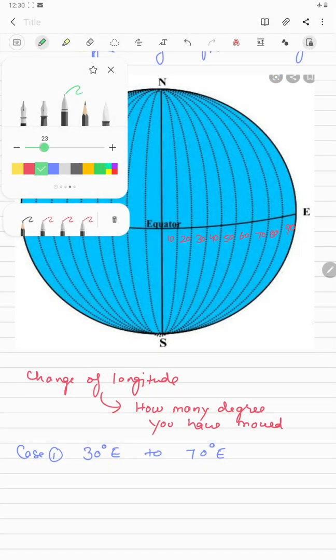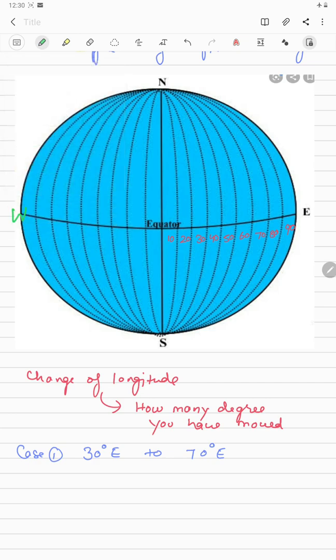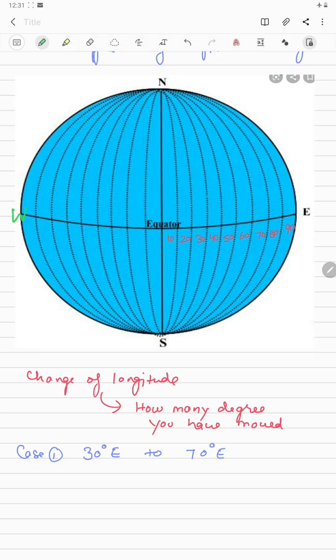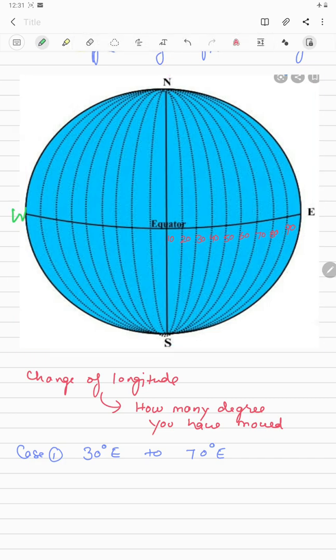All right, so have a look here. So guys, if we talk about this example, which is 30 degree east to 70 degree east, see, this is 10, 20 and 30, right? So we are going from 30 degree, and we are moving to the 70 degree. So if from the 30 degree I move to 70 degree, this is my 70 degree, this one.